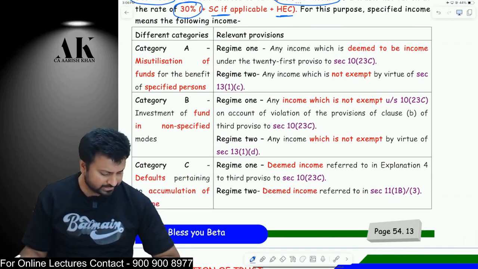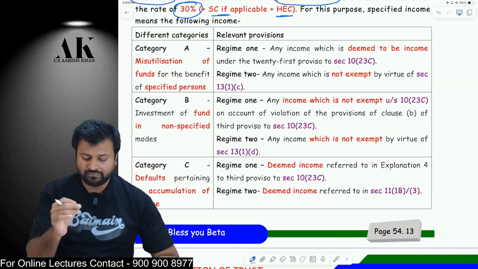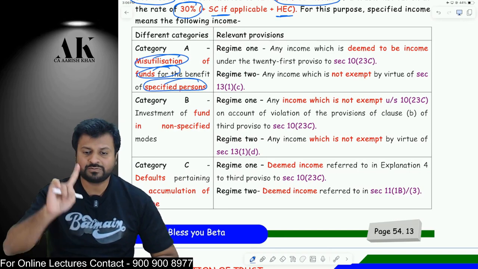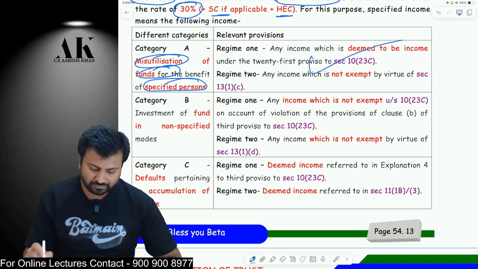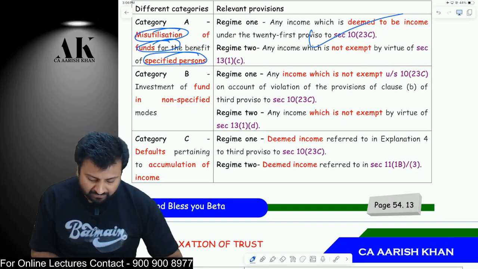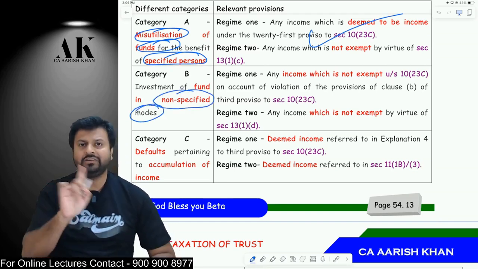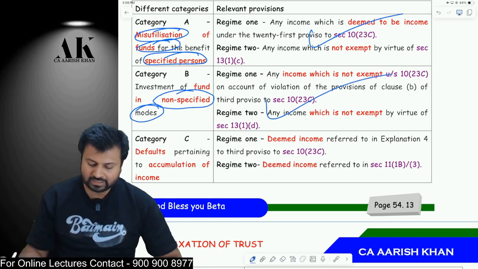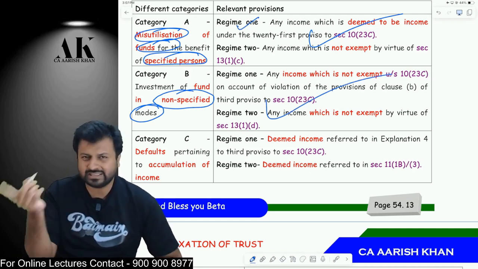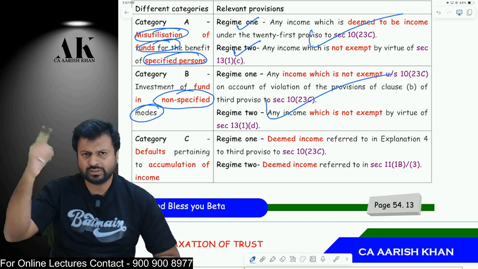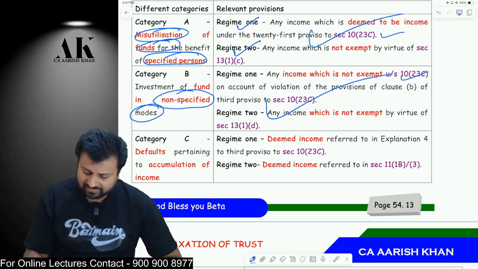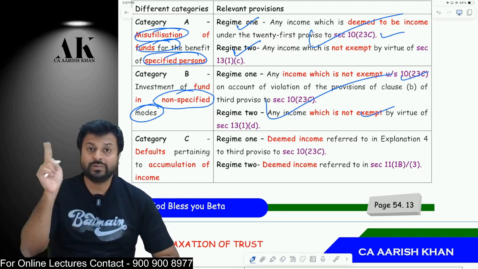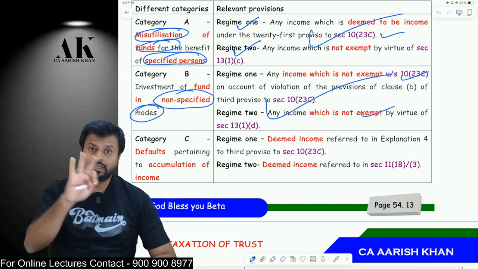Sir, what are the cases in which we are going to be charged over here? The first is if you are misutilizing your funds for a specified person. If you are using your funds for a specified person, then you will have deemed income. Or if you invest your funds in non-specified modes, if you are not investing in 11(5) but in some other modes, then there is deemed income under this section. So regime 1 has a definite citation, and regime 2 has a different citation of section. This is just a reference of sections which you may or may not remember. That is your personal choice. So first, you are misutilizing your funds for a specified person: 30% flat tax.